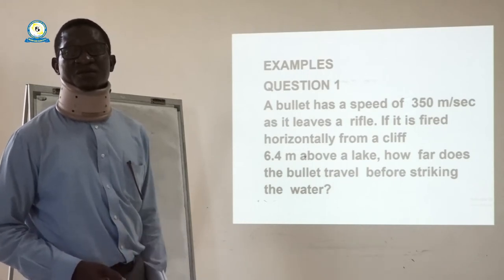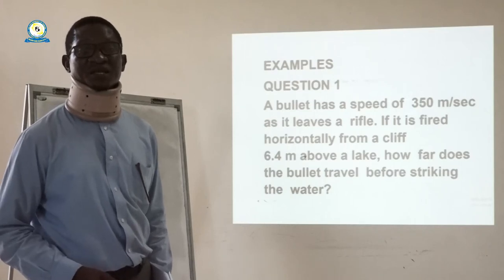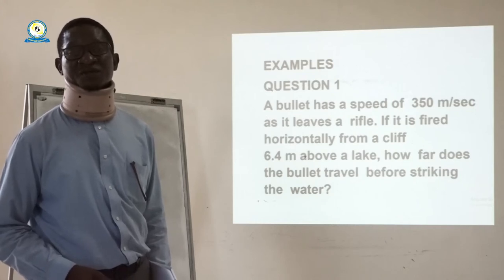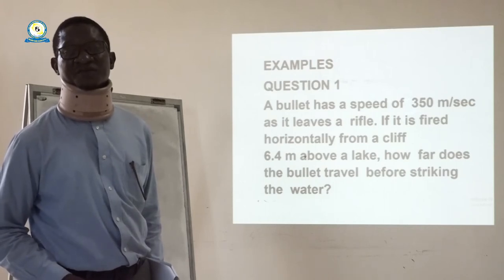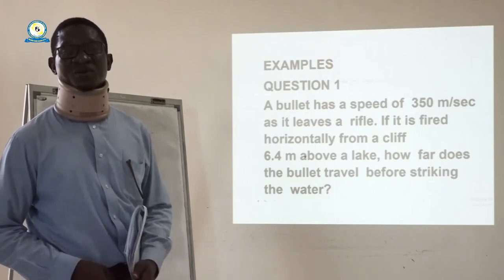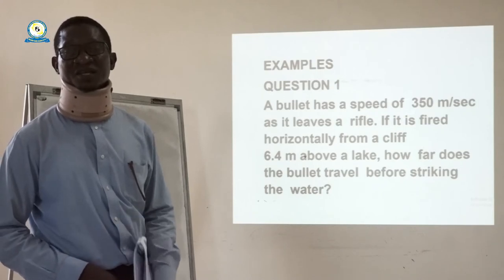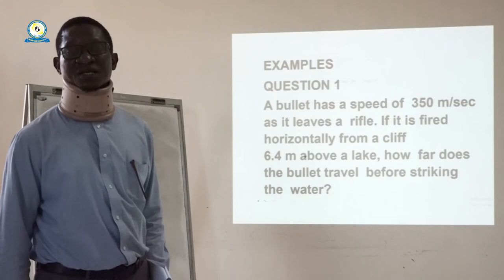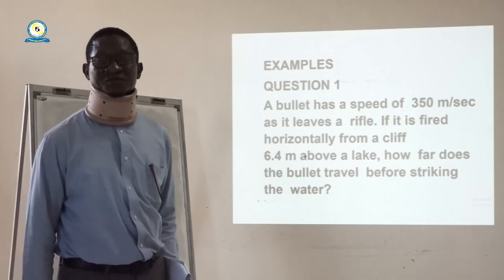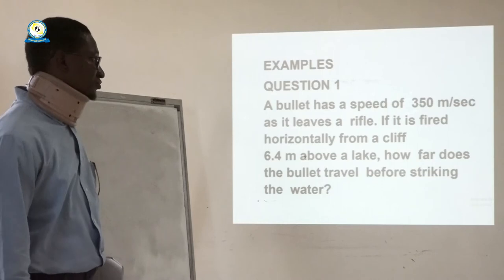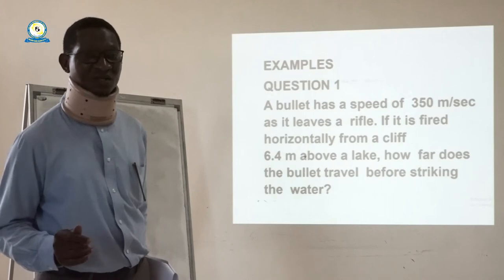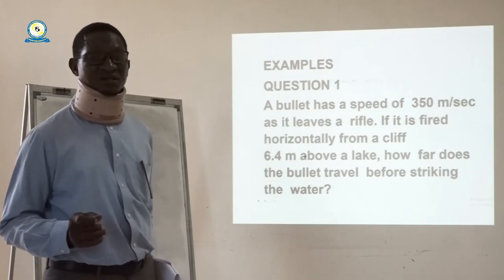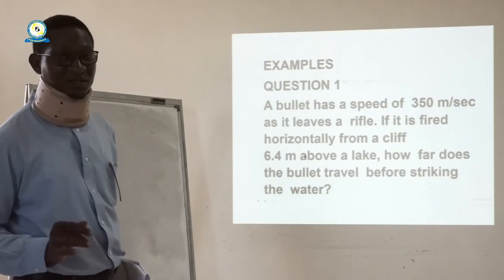a bullet has a speed of 330 meters per second as it leaves the rifle. If it is fired horizontally from a cliff 6.4 meters above a lake, how far does the bullet travel before striking the water? I'll give hints only, not solving. I'll give hints to solve these questions.